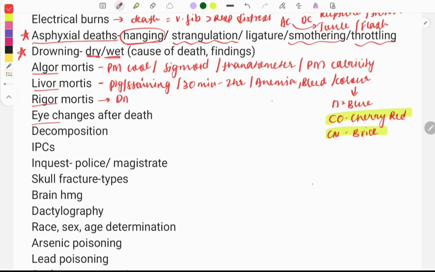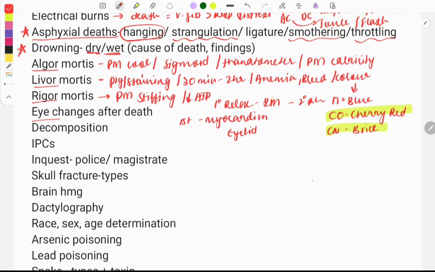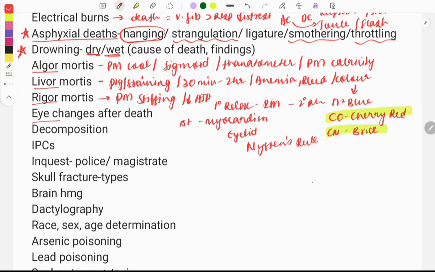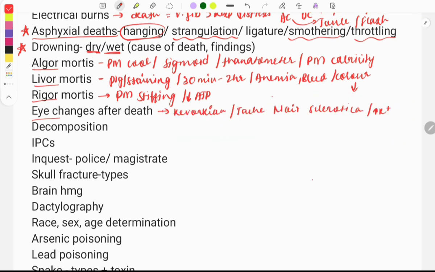Rigor mortis is the postmortem stiffening of the muscles, and the cause is the reduction in ATP. There are 3 phases: primary relaxation, then rigor mortis is seen, and after that secondary relaxation. Usually questions are asked on the first site. The first site is the myocardium, and if the question is asked about the first external site, then it is the eyelid. And rigor mortis follows a rule, that is Nysten's rule. So these are the certain one-liners asked from rigor mortis which you must know.